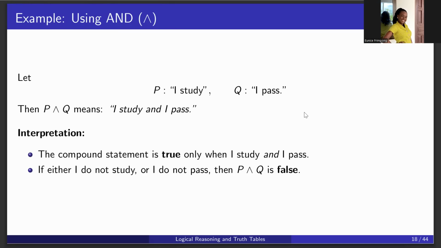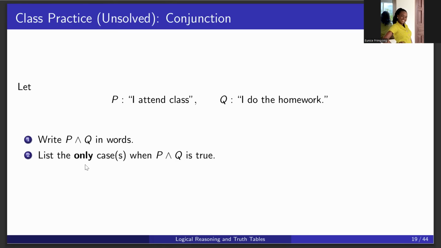Now here's a statement. P says, I study, and Q says, I pass. Then P and Q means I study and I pass. Remember this stands for and. So the compound statement is true only when I study and I pass. If either I do not study or I do not pass, the entire statement is false.